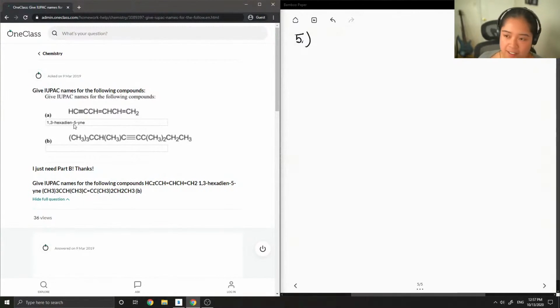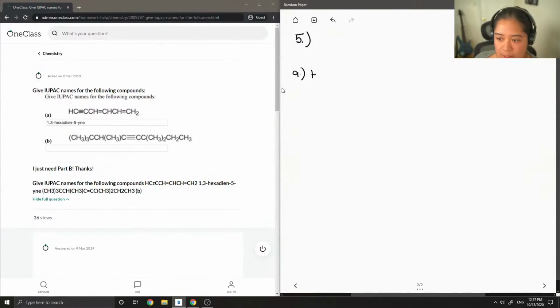So let's pretend like I didn't see what this answer was. And I'm just gonna write down the structure for part A. Got a triple bond here. Double bond here. Oh, another.